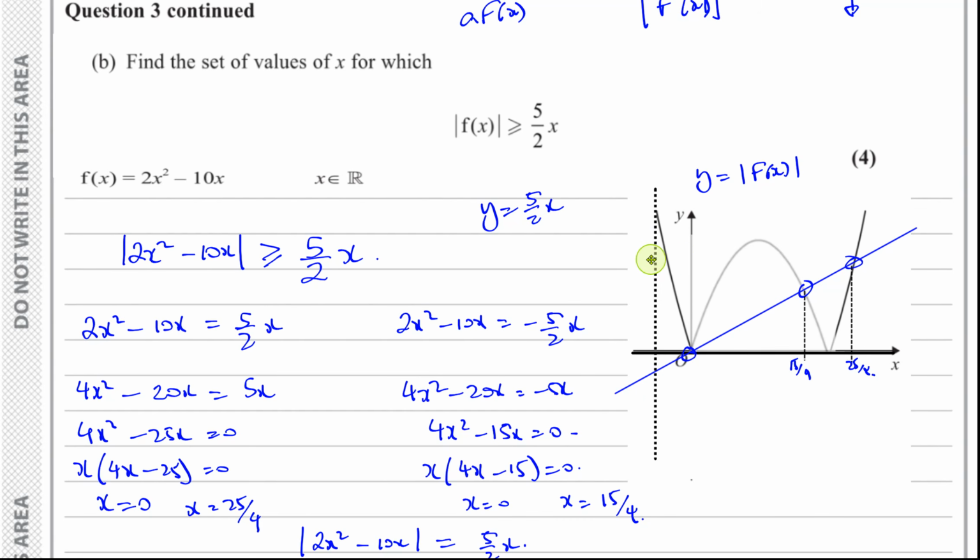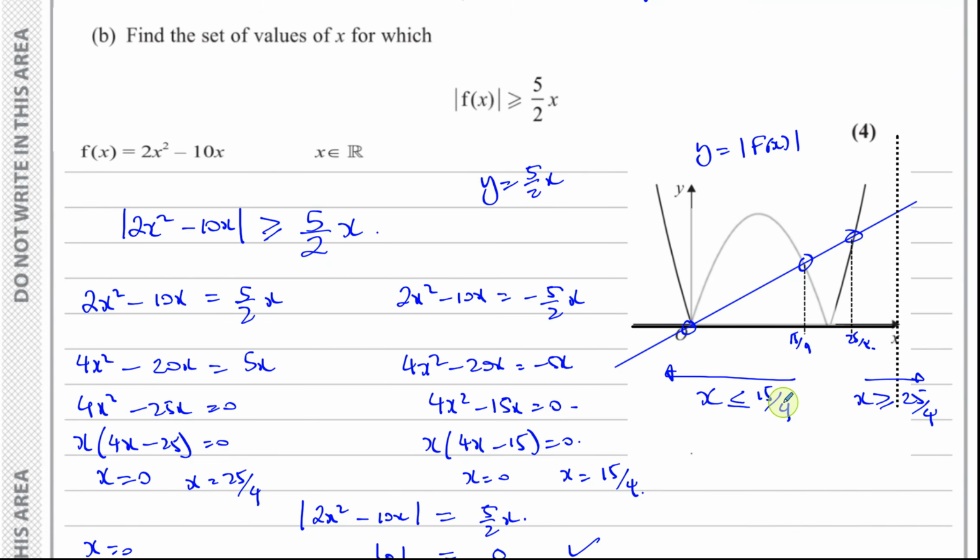And when x is less than 0, it continues to be above, and it will continue to be above forever, because this will carry on going up, this will carry on going down. And when x is greater than 15 over 4, the modulus graph drops below the straight line graph. And it carries on being below it until you end up with 25 over 4 over here. And then when x is greater than 25 over 4, it starts to go above it. So we can see here that the inequality is satisfied in this region and this region: when x is less than or equal to 15 over 4, and when x is greater than or equal to 25 over 4. So it says find the set of values of x.